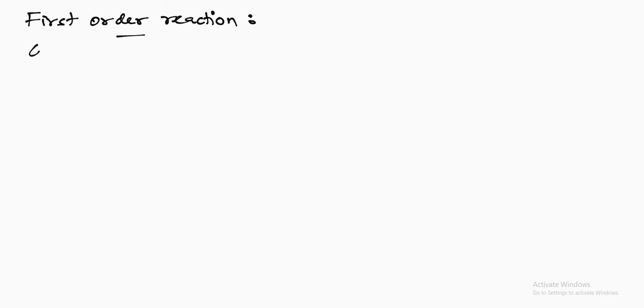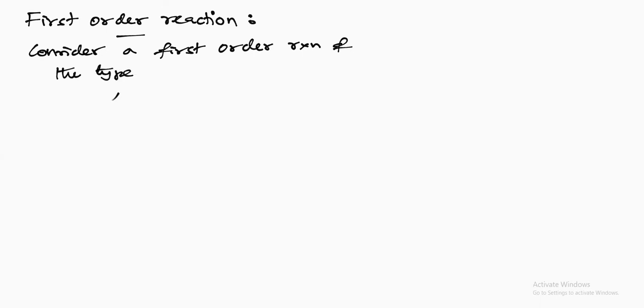See, consider a first order reaction of the type A giving some product, or instead of product you can also write B. A giving B. A is the reactant, B is the product here. I have a first order reaction like this. Now let us assume that at time t equal to 0, the concentration of the reactant is A naught.